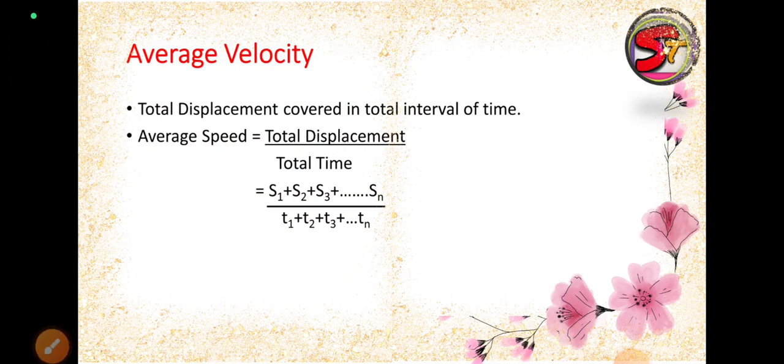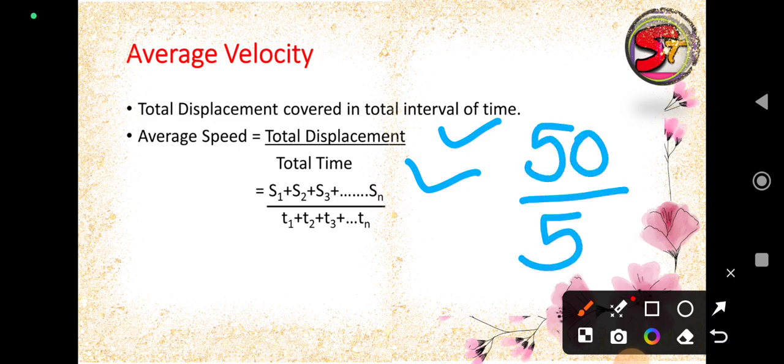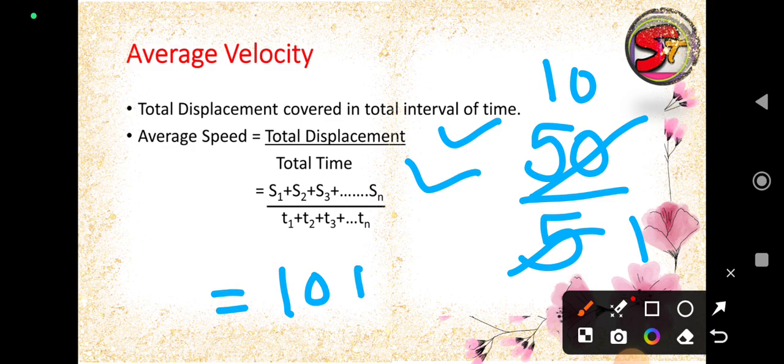Next one is average velocity. Again, average velocity is the same as average speed, but in a particular direction, that is, total displacement of the object divided by the total time. Total displacement, how much has the object covered? Suppose 50 meters covered, in how much time covered? 5 seconds, this much time covered. So 5 ones are 5, 5 twos are 10. So the object is moving with 10 meter per second as the average speed.